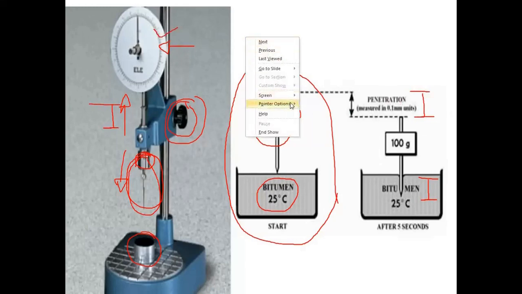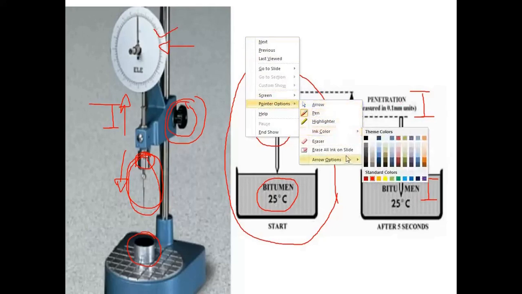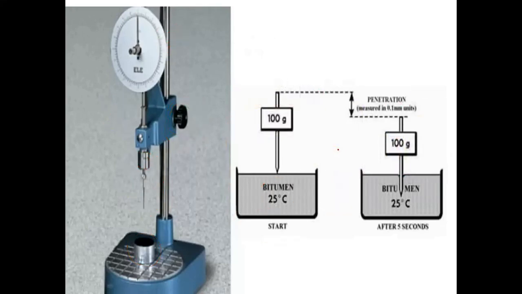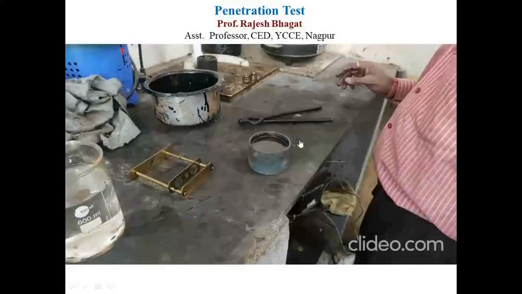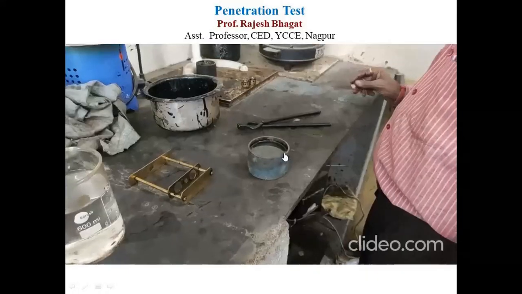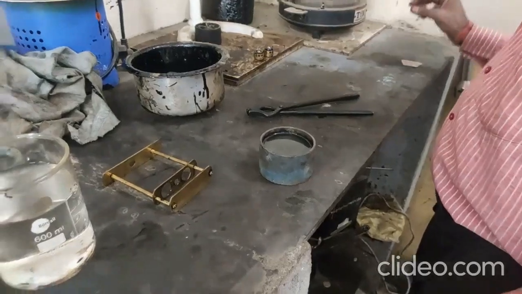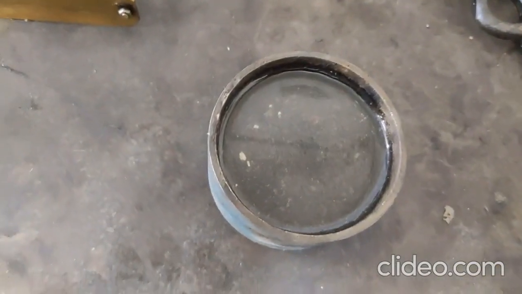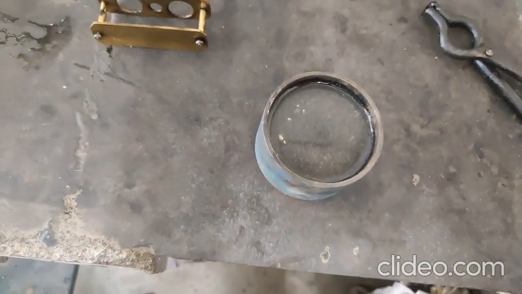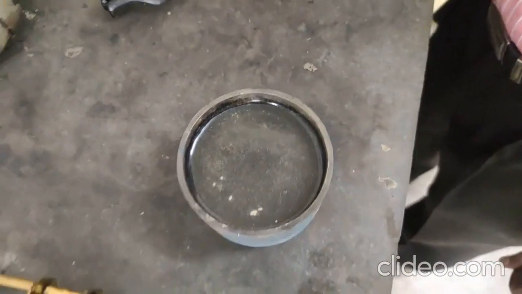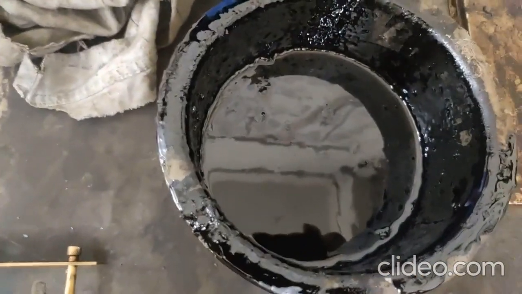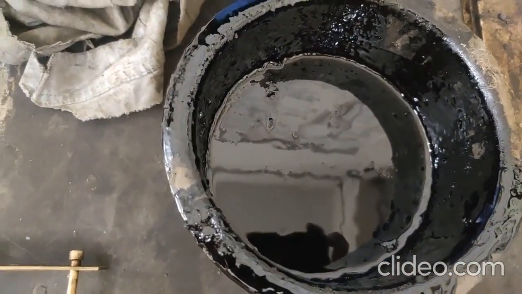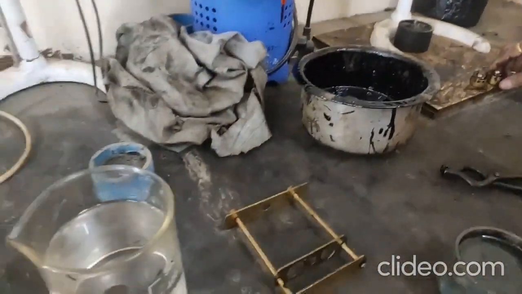Let's move further towards the video, where you can easily understand how to perform the penetration test. Now this is our video. Let me start this. This is very interesting. This is a cup needed in the penetrometer to determine the penetration value. In this cup we have to take the bitumen. This is melted bitumen. We have melted this bitumen with the help of this heater. Like this, you can see.